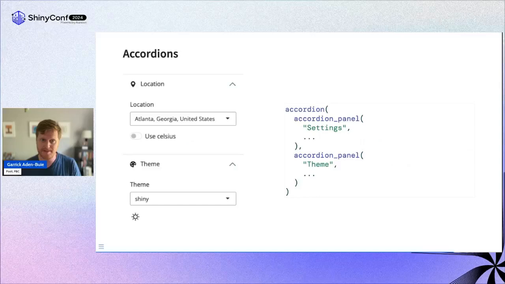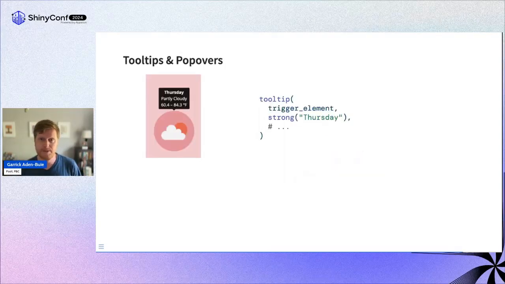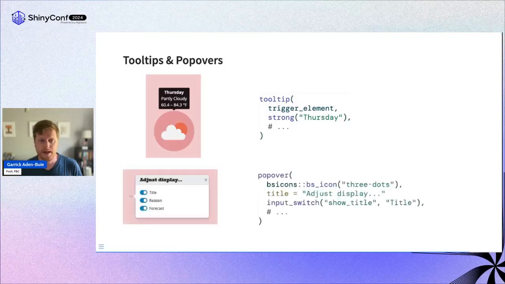We saw some accordions, which are collapsible panels, and you create these by using the accordion function, and then you give the accordion function accordion panels, and each accordion panel becomes a section that can be opened or closed. We saw tooltips, where you give a tooltip a trigger element, and when the user hovers their mouse over the trigger element, the tooltip will show up. And the rest of the stuff that's in the tooltip function becomes the things that are shown in the tooltip.